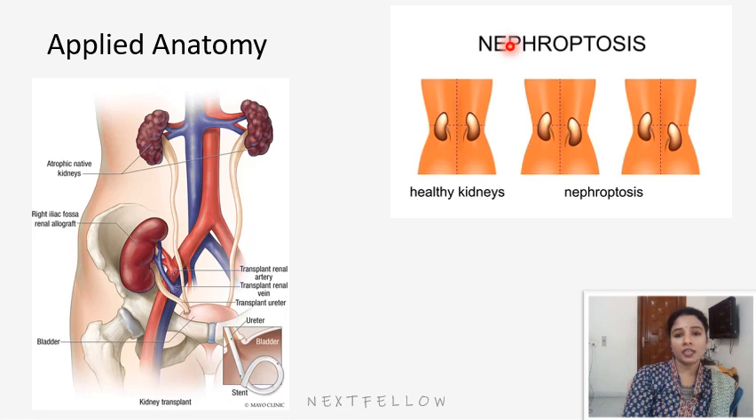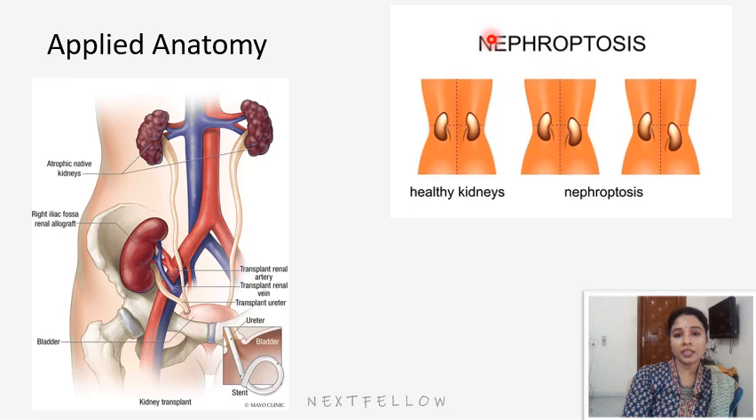So the renal artery is anastomosed end to end to the internal iliac artery, and the renal vein is anastomosed end to end with the external iliac vein. So this is to be noted. And then the ureter is implanted in the urinary bladder. So you can see the ureter gets implanted into the urinary bladder, which is called ureterocystostomy.